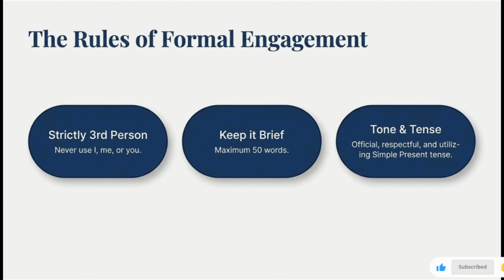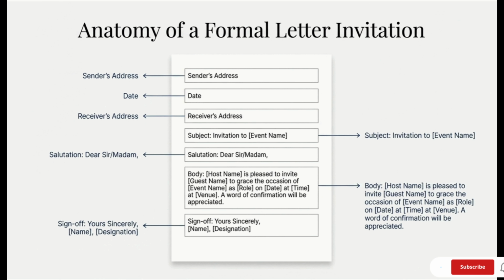Rules of formal invitations. Formal invitations follow strict writing rules. First, the tone must be official and respectful. Second, they are always written in the simple present tense. Another important rule is that formal invitations use third-person language. That means we avoid words like I, me, or you. Finally, formal invitations must be brief and precise, usually not exceeding 50 words.